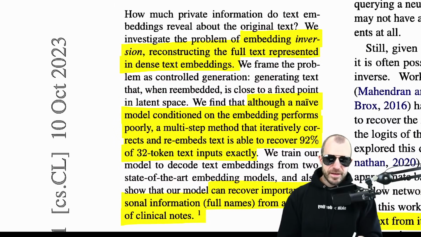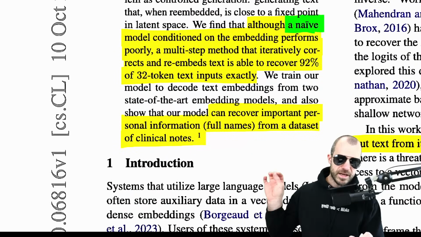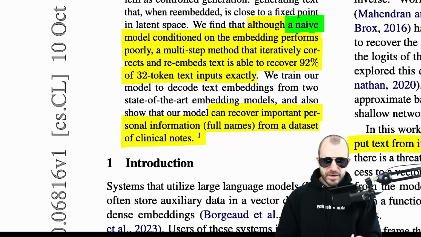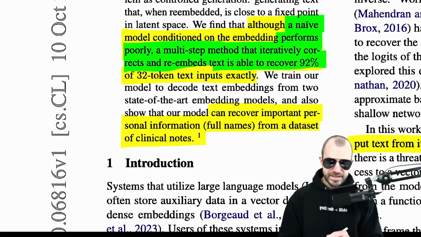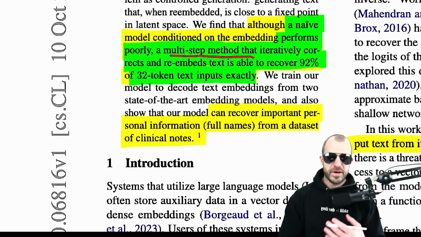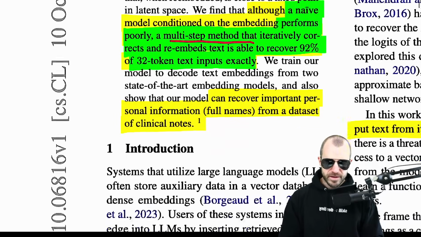So they say they take a look at the problem of embedding inversion, which means reconstructing the full text represented in dense text embeddings. They say a naive model, if you just train a model to take an embedding and output a piece of text, performs poorly. But a multi-step method that iteratively corrects and re-embeds the text is able to recover 92% of 32 token text inputs exactly. And that multi-step method is the method they propose. I think they call it vec2text, and that's what we're going to look at today.